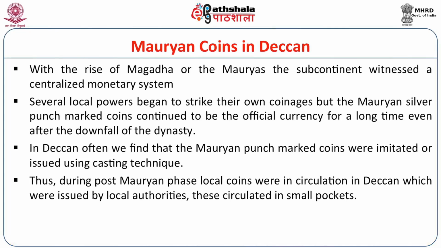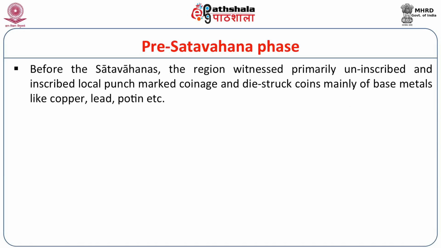Thus, during the post-Mauryan phase, local coins were in circulation in Deccan, which were issued by the local authorities, and these circulated in small pockets. Before the Satavahana occupation, the region witnessed primarily uninscribed and inscribed local punchmark coinage and die-struck coins, mainly of base metals like copper, lead and potin, etc.